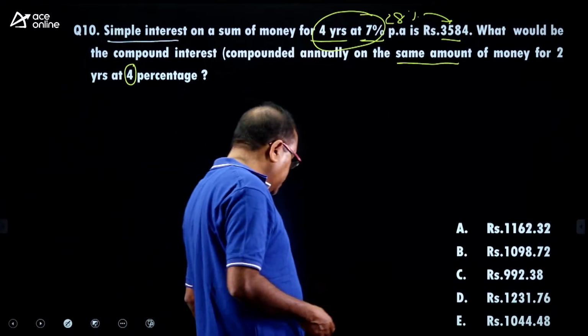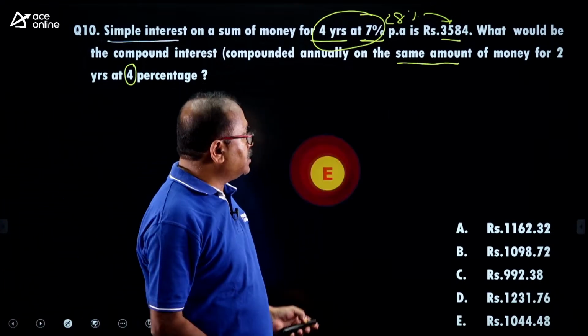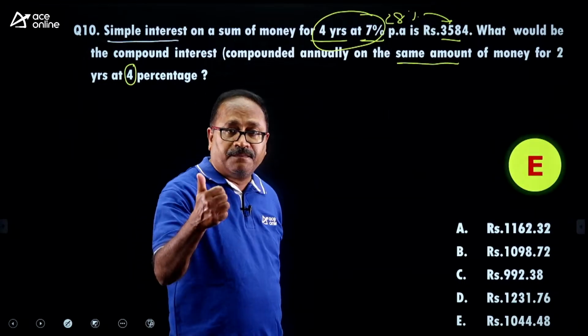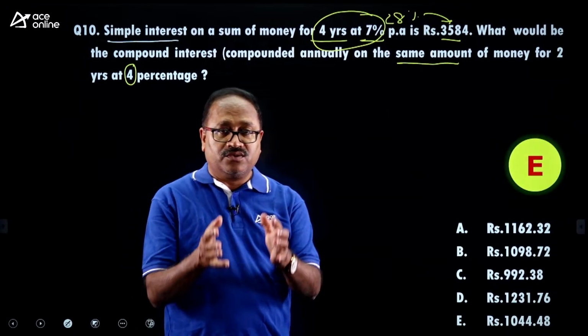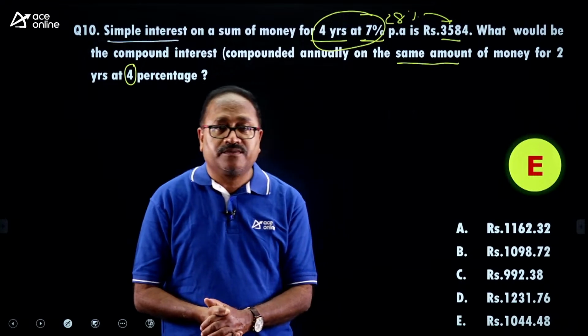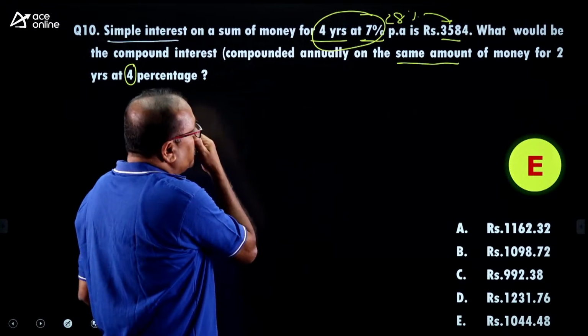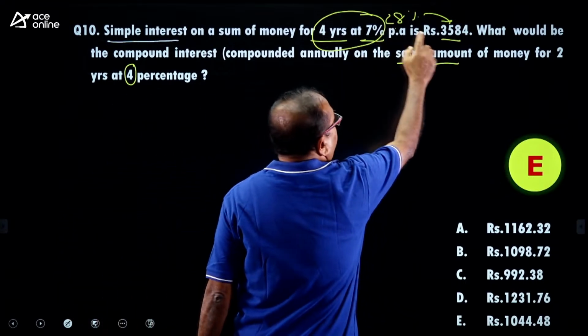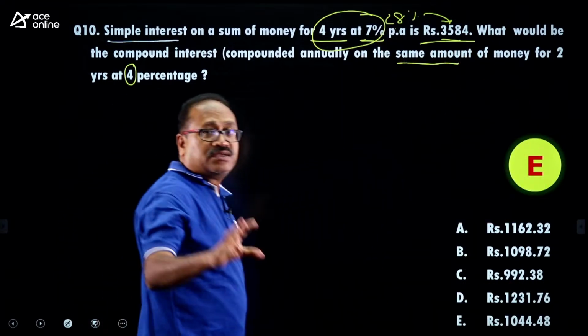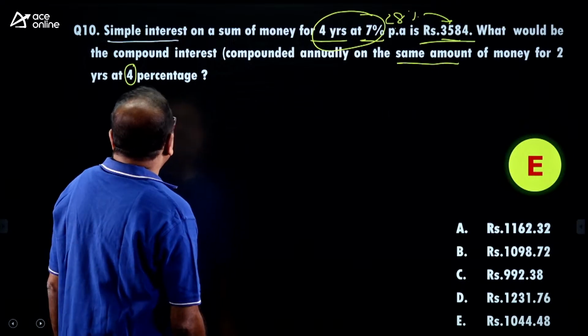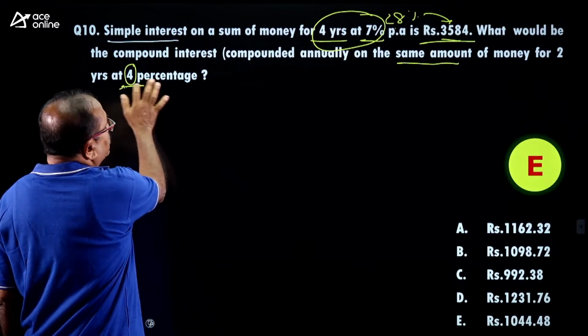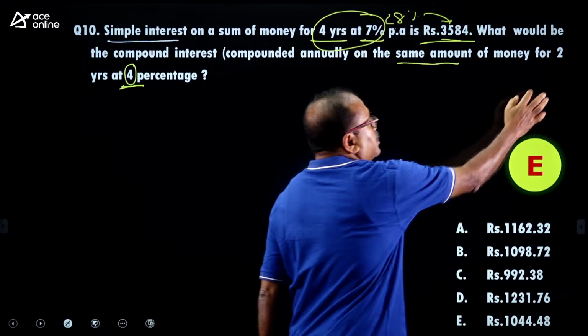Yes, my friends, your 30 seconds is over. Let me check your answer. If your answer is E, that's 1044.48, you are right. Let me explain to you how it is. We already know 28% is equal to this much. That is simple interest. Now, what about the compound interest? It's 4% per annum for 2 years.